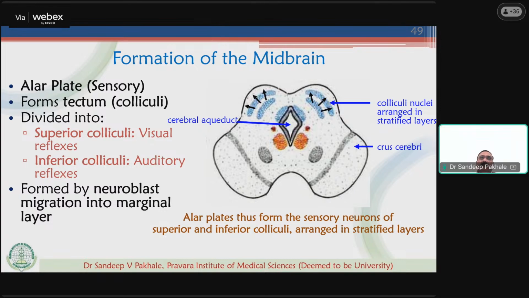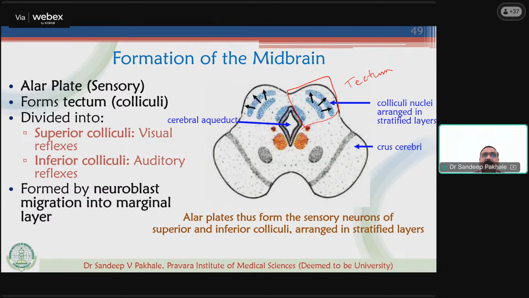In the midbrain, the alar plate forms the sensory component. So this portion forms the sensory component, specifically the tectum. And you all know that there are the superior and inferior colliculi. The tectum is divided into the superior and inferior colliculi.